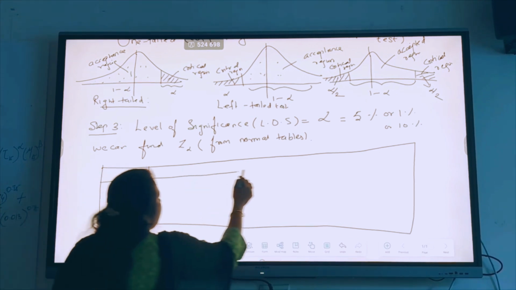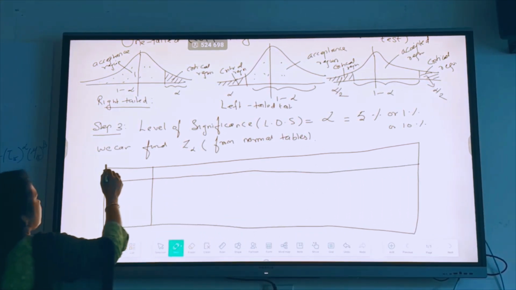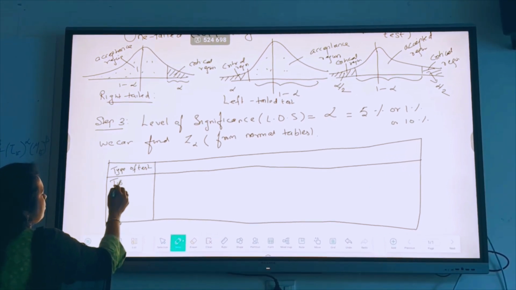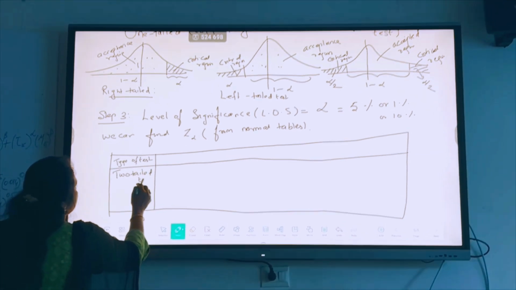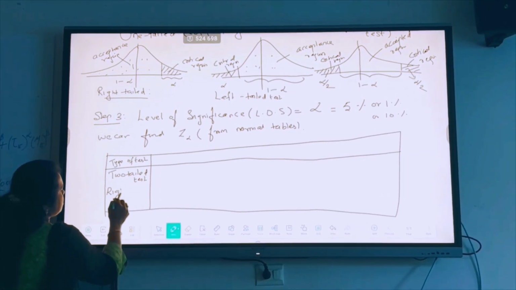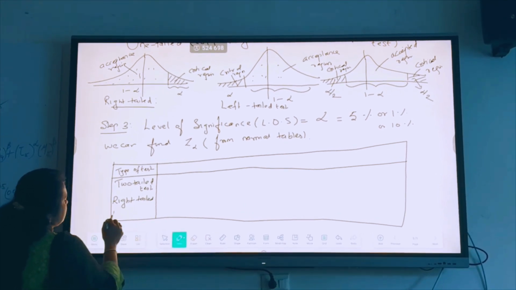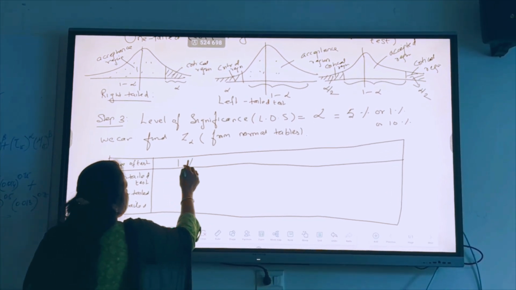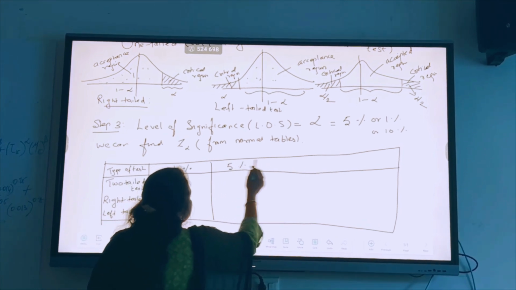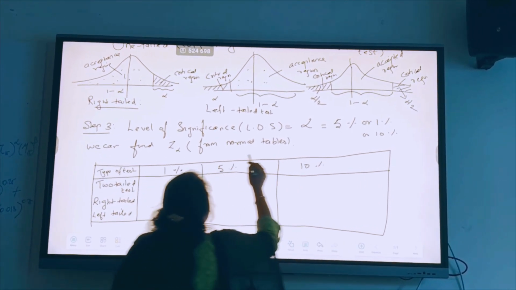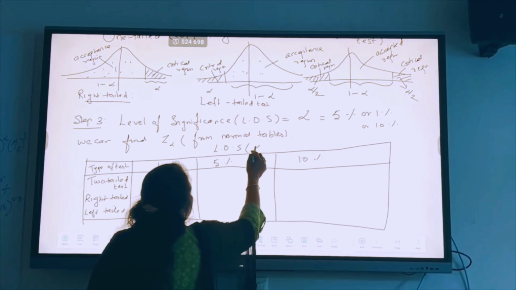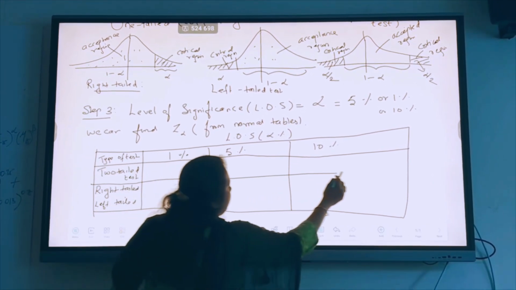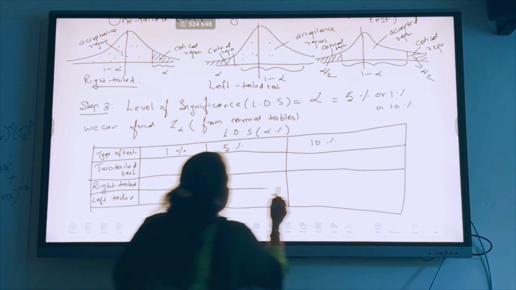So here we will identify the type of test: two-tailed test, right-tailed test, and left-tailed test. Here you will have 1%, 5%, and 10%, which is the level of significance denoted by alpha percentage. So the values can be calculated accordingly from the normal table. So these are the values.